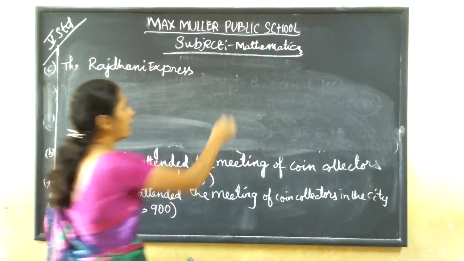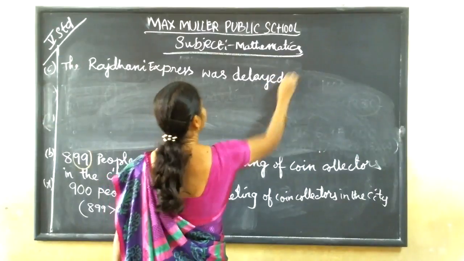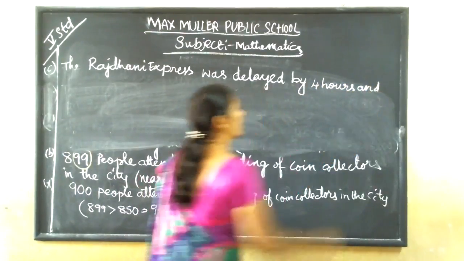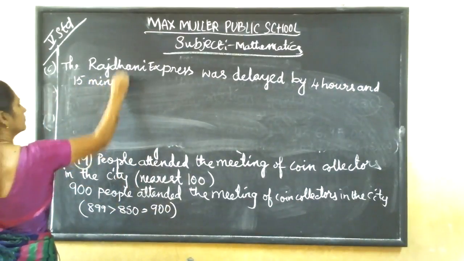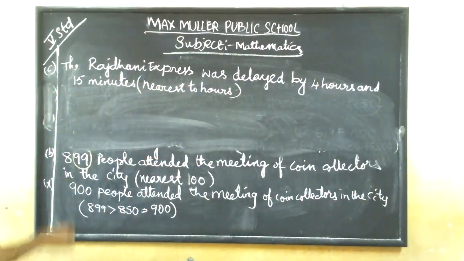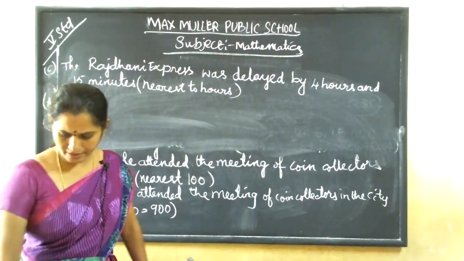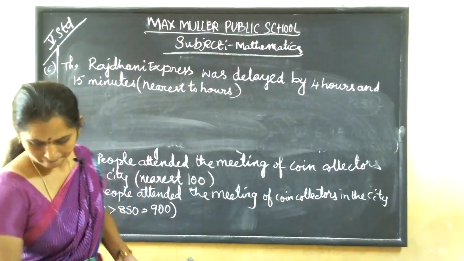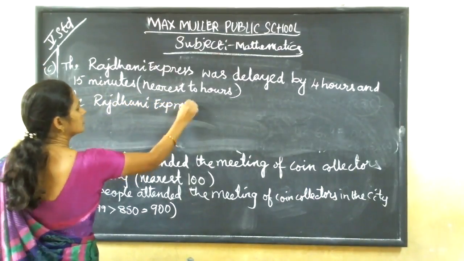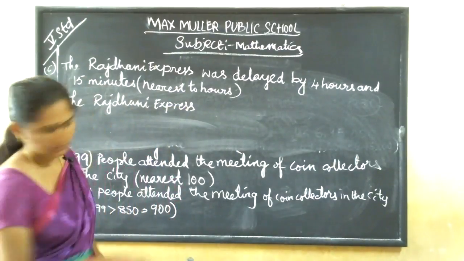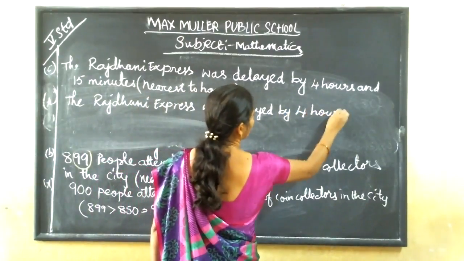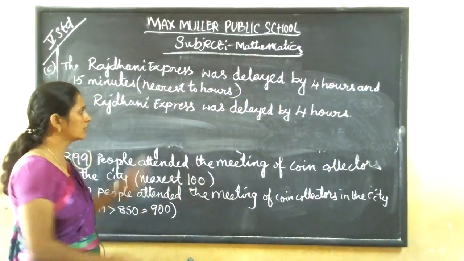The Rajdhani Express was delayed by 4 hours and 15 minutes. Nearest to hours, they have given. Nearest to hours. Okay, so the answer: the Rajdhani Express was delayed by 4 hours. That's all. Okay, nearest to hours they have given.